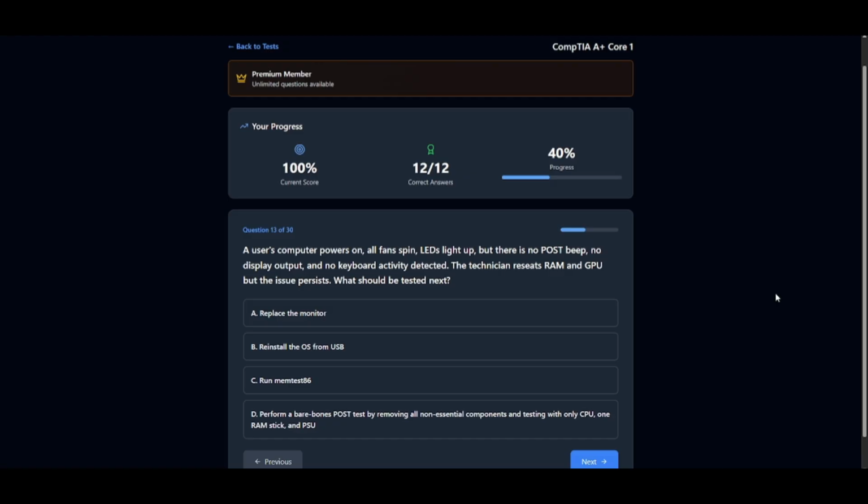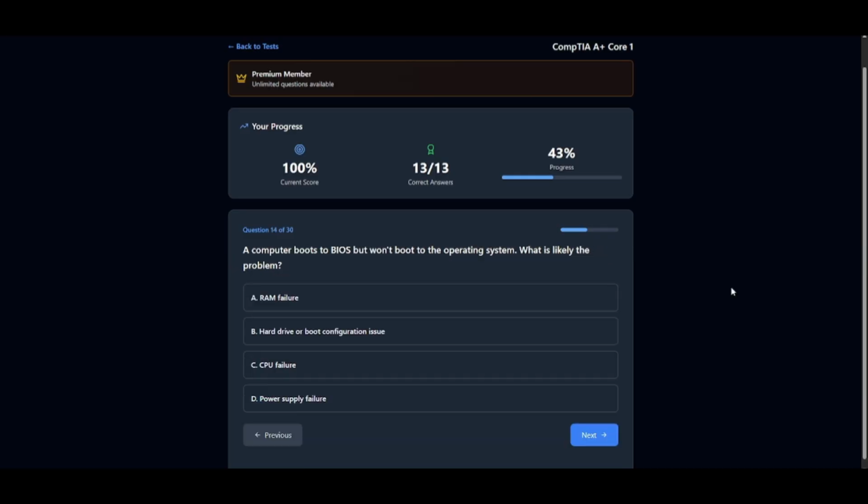Okay, and the answer would be D. Perform a bare bones POST test. Because the POST did not occur, that means that in the core of the hardware, there is something going on that is preventing the POST from happening. That would most likely be a faulty CPU or motherboard. So that's why we do a bare bones POST test when we see these symptoms occur. Let's move on.